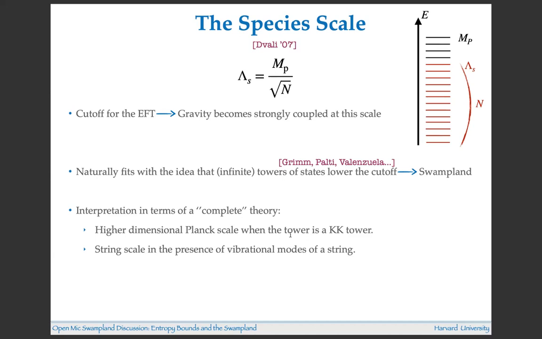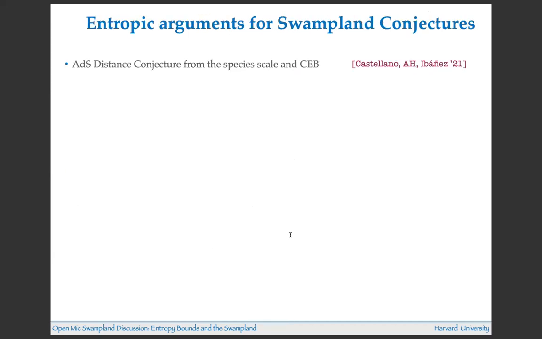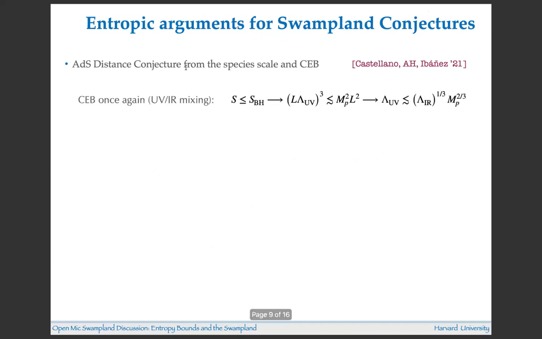And basically, I just want to very briefly comment on the result that by playing this kind of game, one can somehow find evidence for the AdS distance conjecture from the species scale and the covariant entropy bound. So one can try to play this very simple game that Patrick mentioned before. Now, instead of gravitational collapse, one just takes the scaling of the entropy with the volume that naively one expects from a quantum field theory.